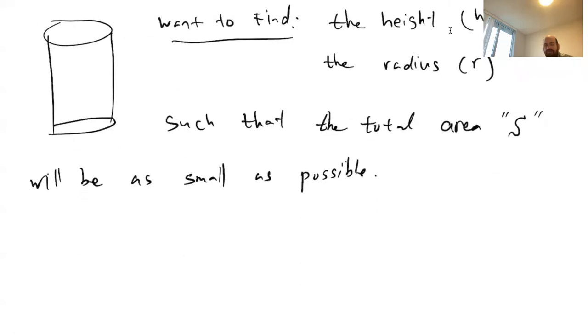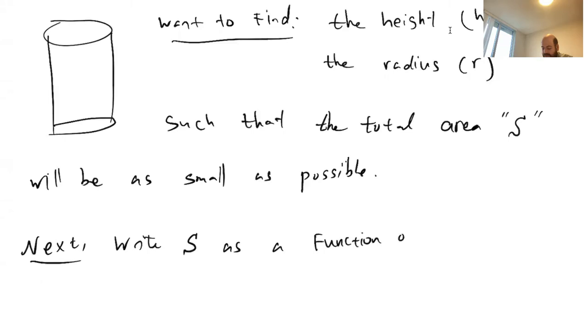So what is the next task? Our next task is to write the quantity that we want to maximize or minimize, in this case S, as a function of one variable only.